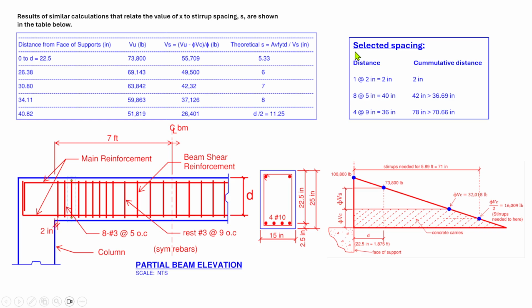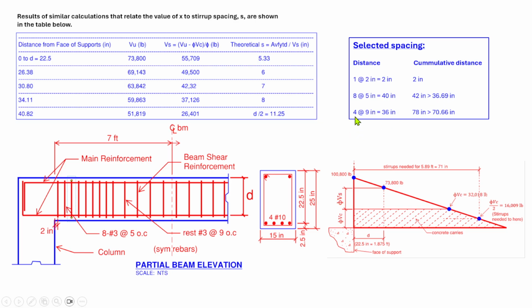So in summary, we have selected the spacing of the stirrups. We have one stirrup placed at 2 inches from the face of the support. Then 8 pieces of stirrups spaced at 5 inches on center. That is 40. So 40 plus 2, that's the cumulative distance, that would be 42 inches. If you notice here, this is a little bit higher than what we calculated previously, 36.69. So that would be okay.